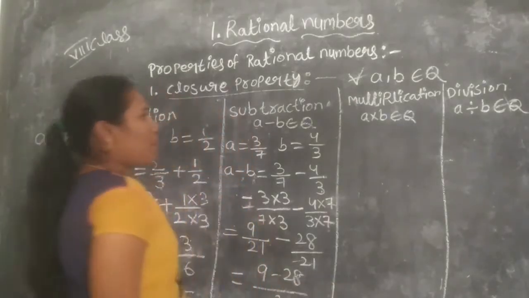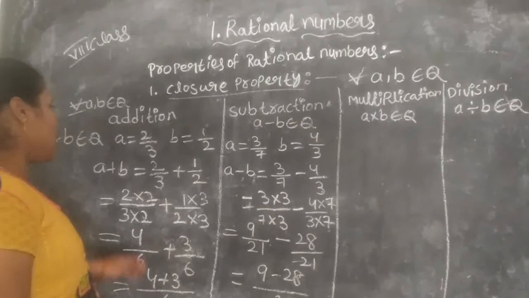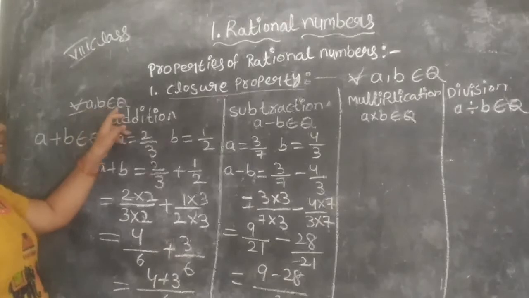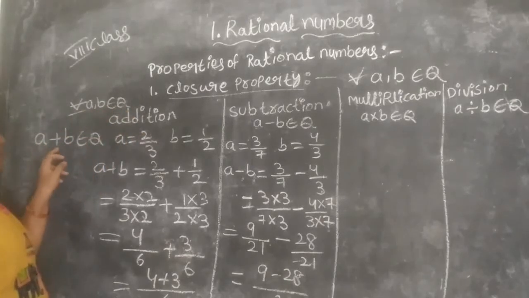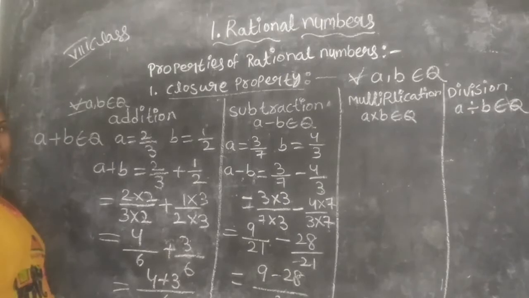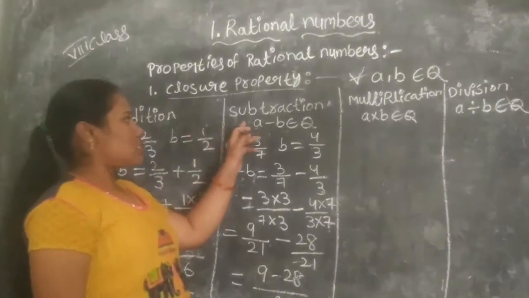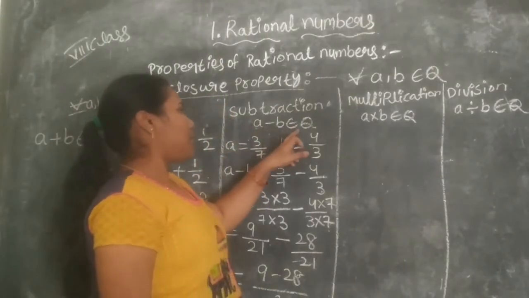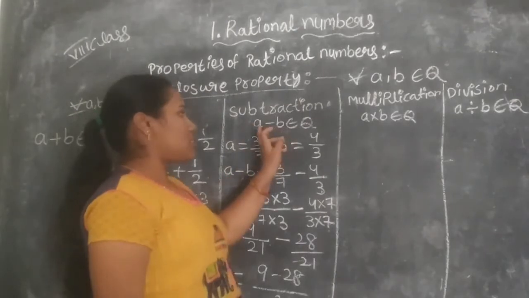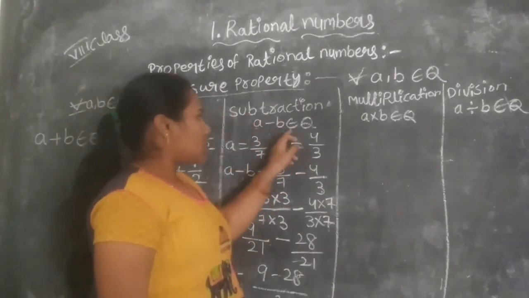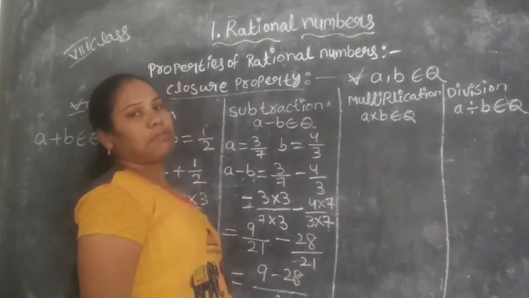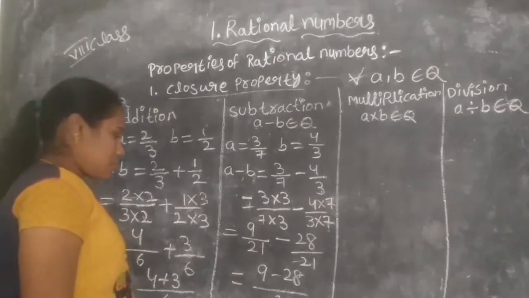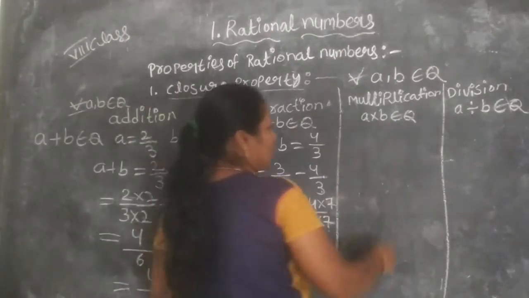And next one is multiplication. The formula for under addition: a plus b belongs to Q for all a, b belongs to Q, so it is closed under addition. And under subtraction, for all a, b belongs to Q, a minus b belongs to Q. So if we subtract these two numbers, the answer should be a rational number. Okay, clear. Move on to the next one.